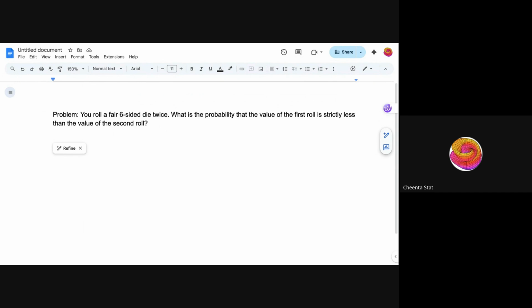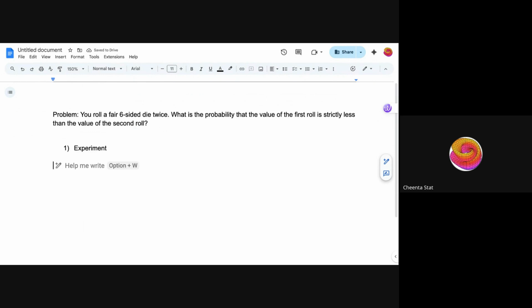Six-sided die twice, so what is the probability that the first roll is strictly less than the second roll? Okay. This is the basic problem, but the first important question when you're solving a probability problem is: what is the experiment? Do you know what the experiment is? Can you explain it to me? What is the experiment all about here?